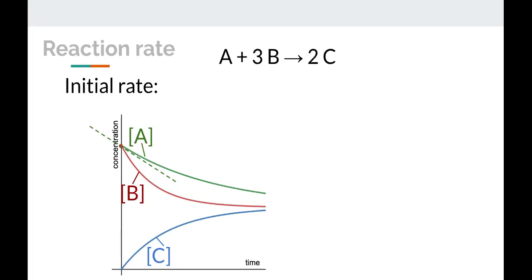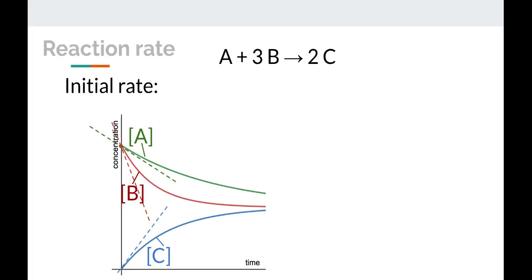Another way of thinking about rate is the initial rate. The initial rate is an instantaneous rate. It's just the rate at the very beginning. So for A, that would look like this. That's the tangent to the A curve at time zero. For B, it would look like that. And if you notice, the slope of B is about 3 times steeper than that of A.